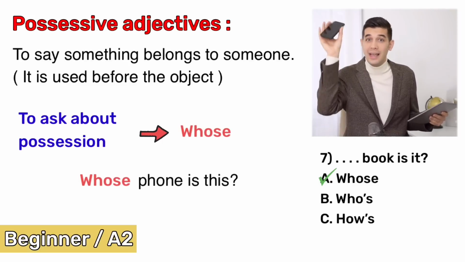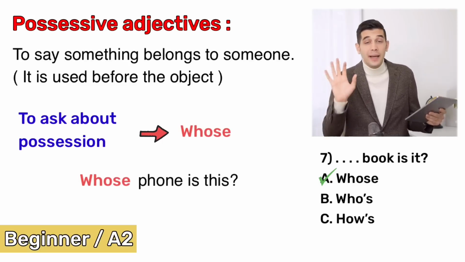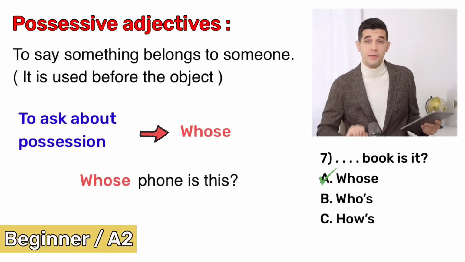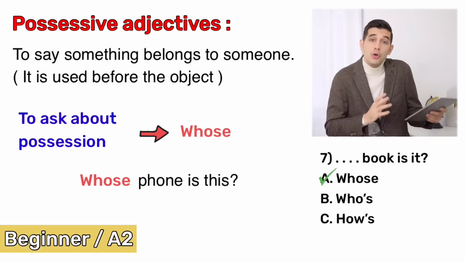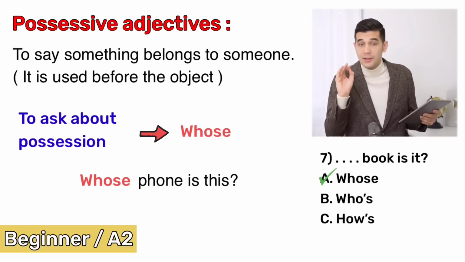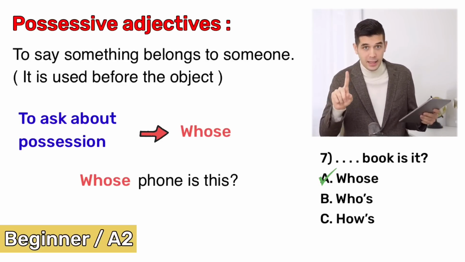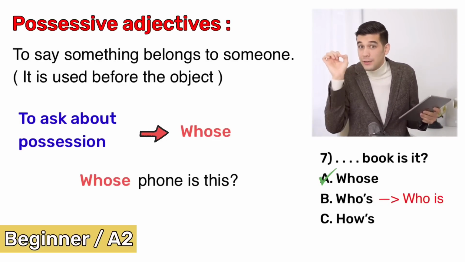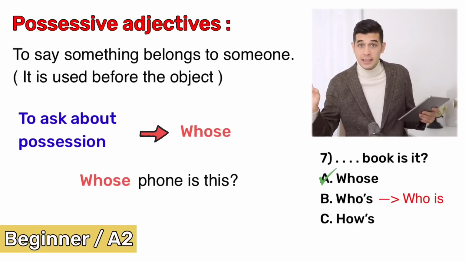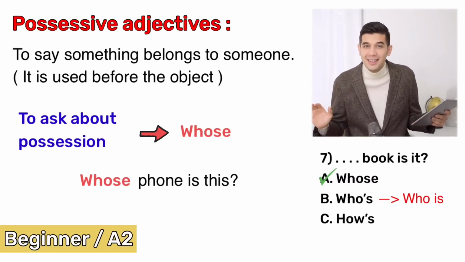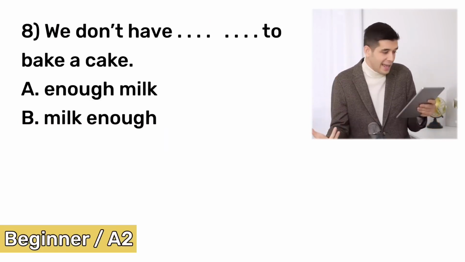Whose phone is this? Now pay attention, this is sometimes very confusing for students because whose and who's are pronounced in the same way, but the second one with an apostrophe stands for who is. So that is not correct. Let's move on to question number 8.